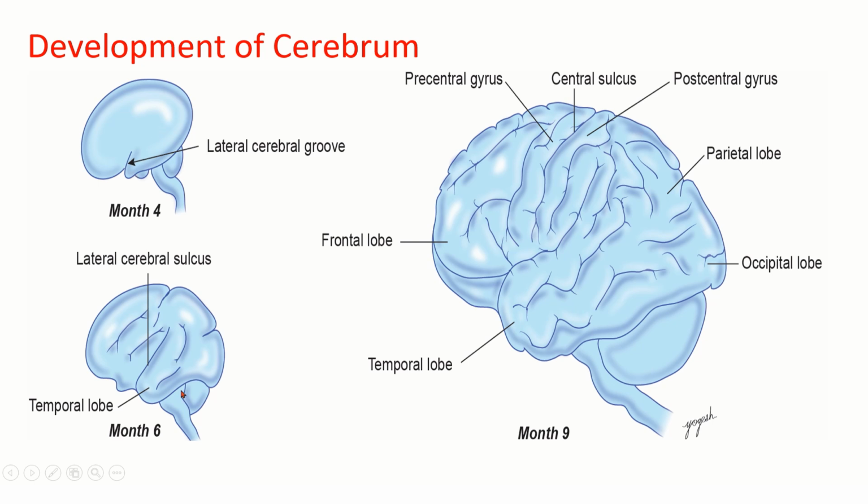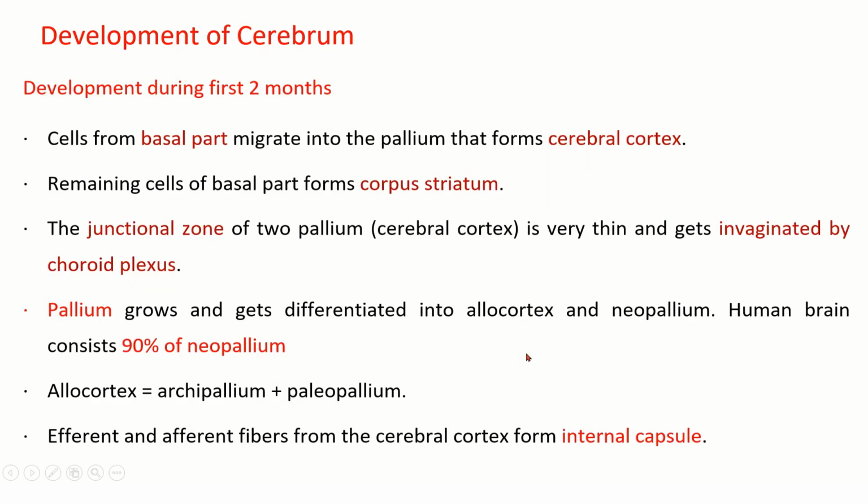So gradually, in the 6th month, you can see some sulci and some gyri. You can see prominently the lateral cerebral sulcus. So here in the 9th month you can see the completely developed telencephalon with the central sulcus, lateral sulcus, and the majority of the sulci formed. Initially the surface of the telencephalon is like this, but at the end the surface looks like this. So gyri and sulci are formed to accommodate the rapid growth of the telencephalon or the cerebral hemispheres.